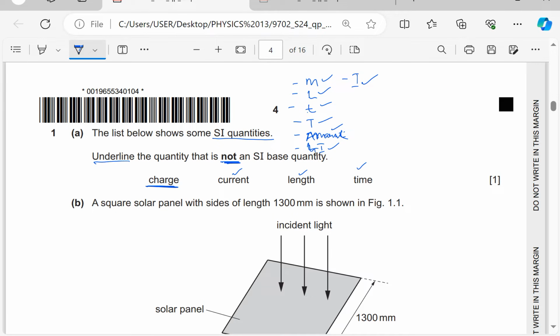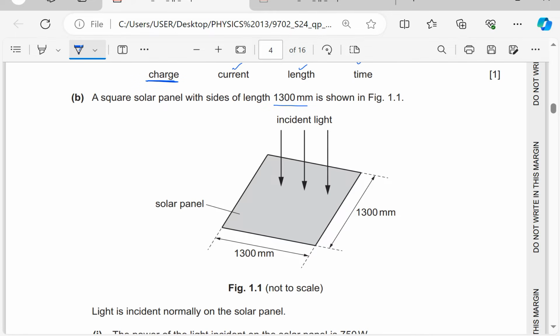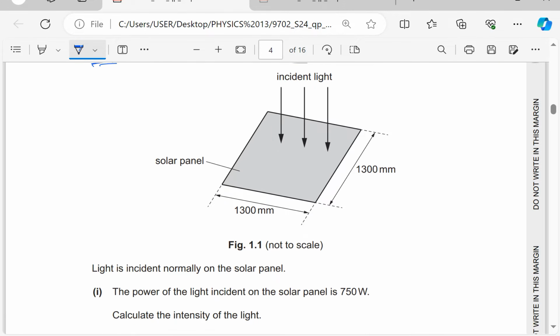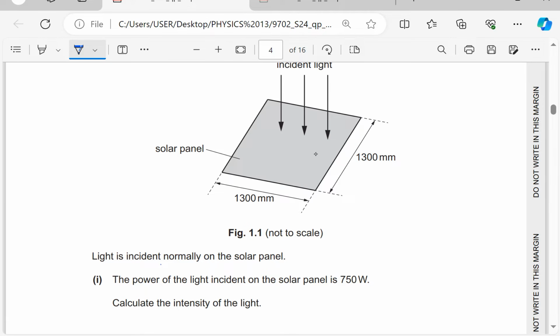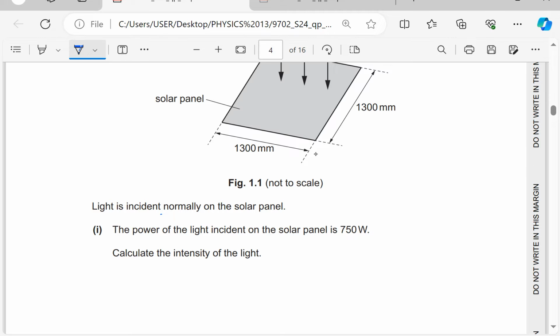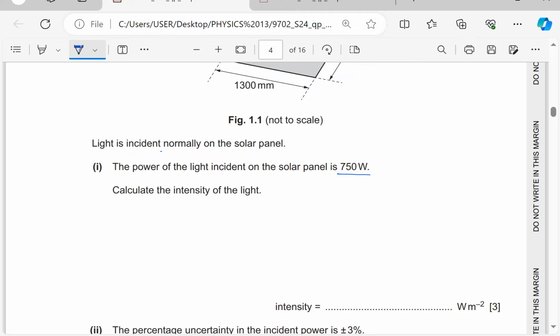A square solar panel with sides of length 1,300 millimeters is shown in the figure. You should remember that it is a square, so all sides are equal. Light is incident normally on the solar panel. The power of the light incident on the solar panel is 750 watts. Calculate the intensity of the light. So by definition, we know that intensity is equal to the power over area, or power per unit cross-sectional area.